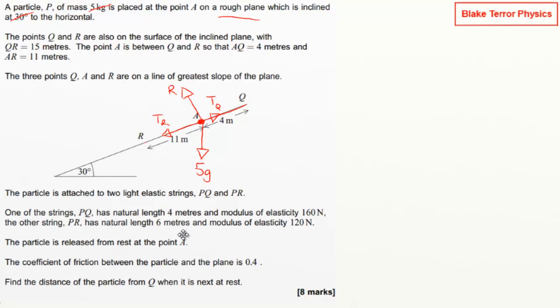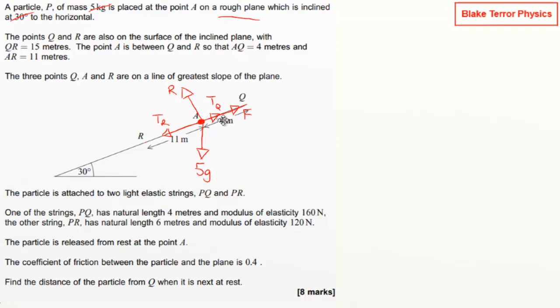Particle is released from rest at point A. Coefficient of friction between the particle and the plane is 0.4. Find the distance of the particle from Q when it's next at rest. So on the face of it, you might think, well, we've got a nice force diagram here. Okay, we've got friction as well going on. Let's put friction in there as a separate arrow in that direction because the particle is going to start moving down the plane, so friction is going to be going the other way.